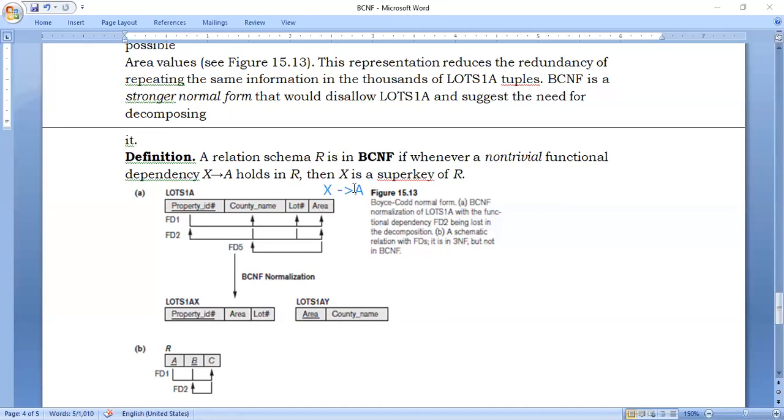What is the second condition? A, which is country name, should be a prime attribute. Yes, it is a prime attribute, as we know that these three attributes, property ID, country name and lot, are the prime attributes. Since it obeys this second rule, this particular table is considered to be in third normal form.